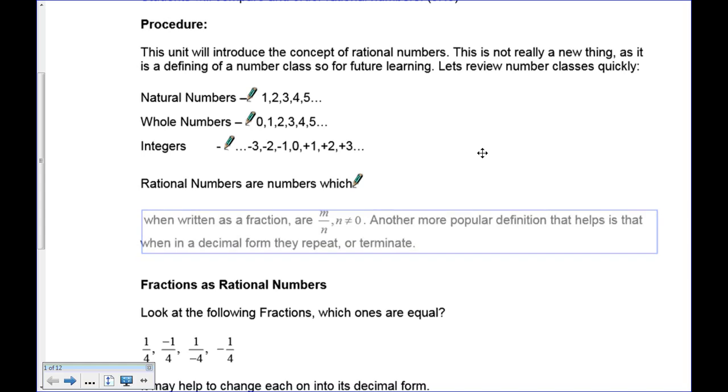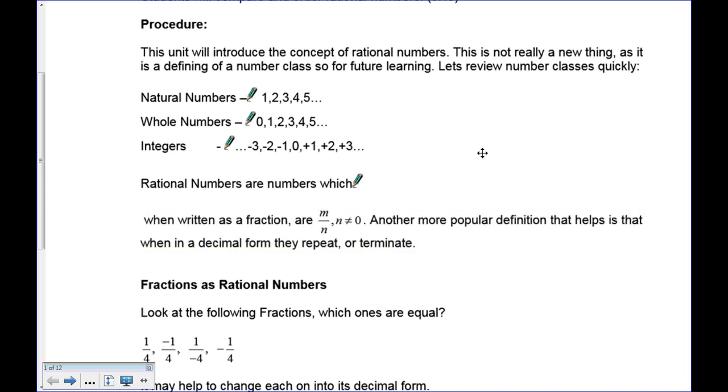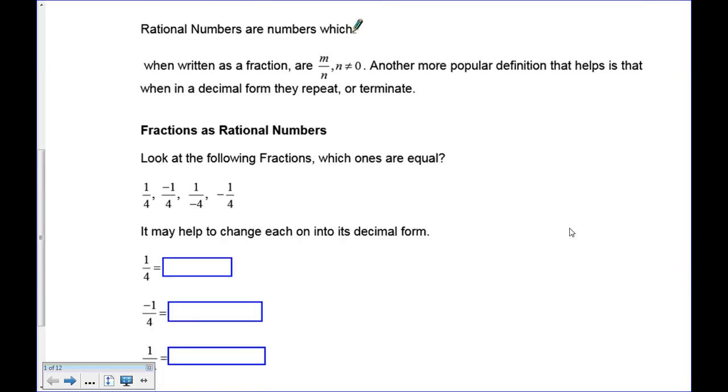Now, rational numbers are the decimals and the fractions. When written as a fraction, a rational number can be placed in m over n, but n cannot be 0 or you get an undefined error. Another more popular definition that helps is that when you take a rational number and it's in decimal form, then it will either repeat or it will terminate. So if you can put it in a fraction, or when it's decimal form it repeats or terminates, that's a rational number. So let's take a look at some examples here first.